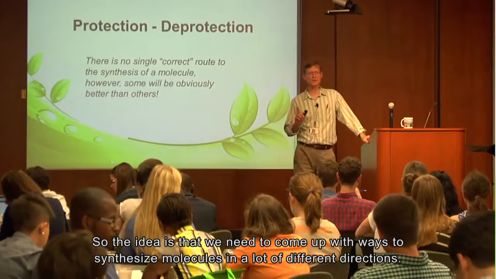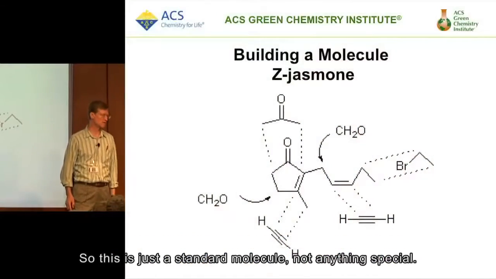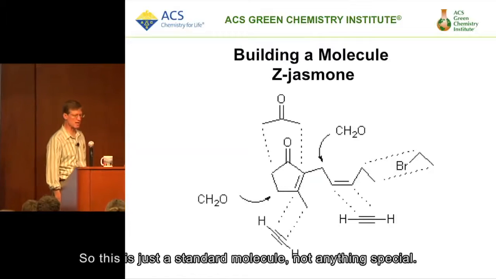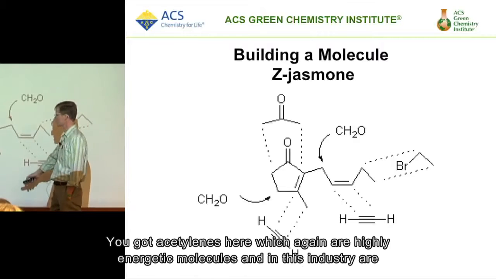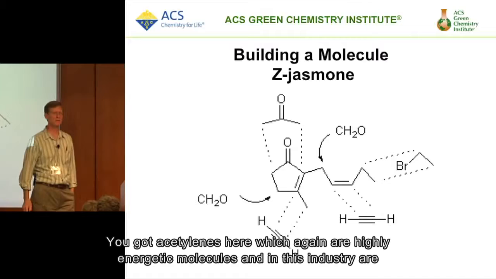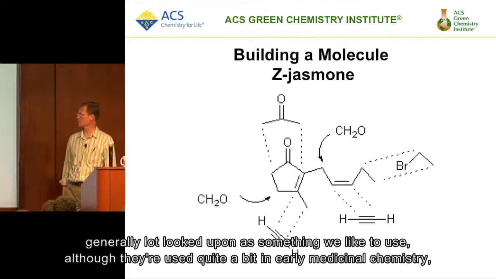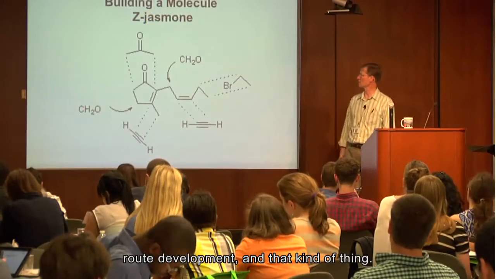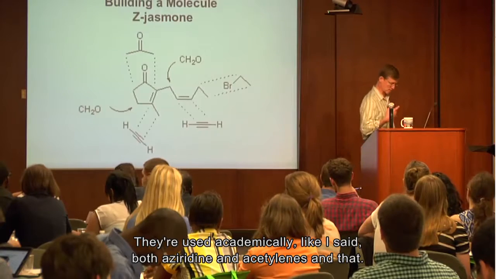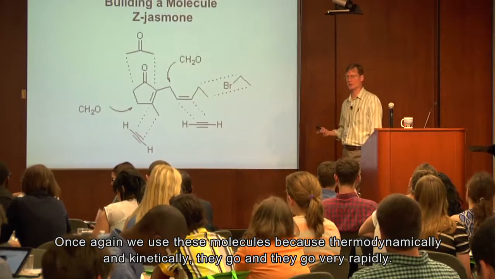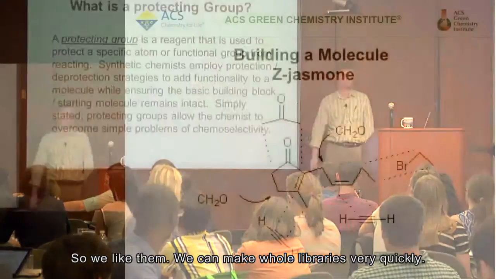So the idea is that we need to come up with ways to synthesize molecules from a lot of different directions. This is just a standard molecule, not anything special. It gives you an idea of how it might be built. There's lots of ways it may be built. You've got acetylenes here, which again are highly energetic molecules, and in this industry are generally not looked upon as something that we like to use, although they're used quite a bit in early medicinal chemistry, route development, and that kind of thing. They're used academically, like I said, both aziridines and acetylenes. Once again, we use these molecules because thermodynamically and kinetically they go very rapidly, so we like them. We can make whole libraries very quickly.